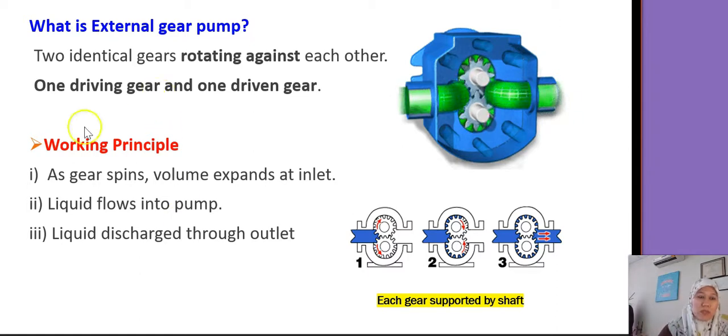So, the working principle: as the gears spin, volume expands at the inlet, the liquid flows into the pump and is discharged through the outlet. So the rotation must be against each other. Okay, these are the diagrams. The liquid comes in, then expands and is pushed out through the outlet. Each gear is supported by a shaft, so there are two gears and two shafts.